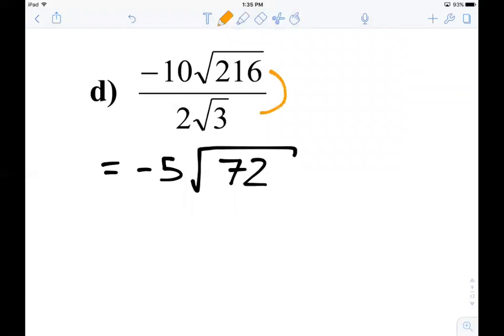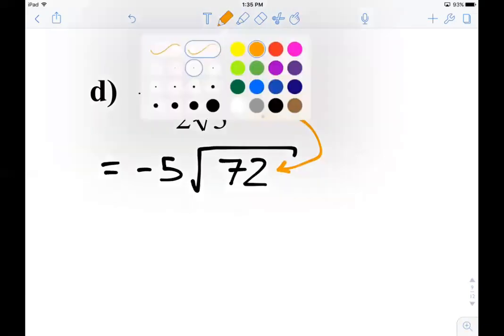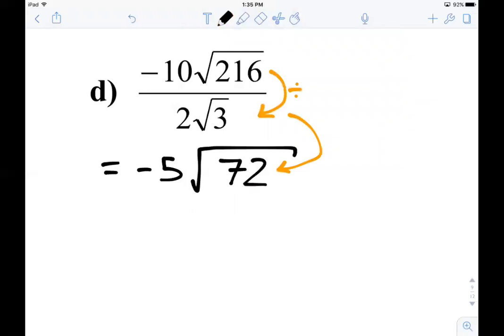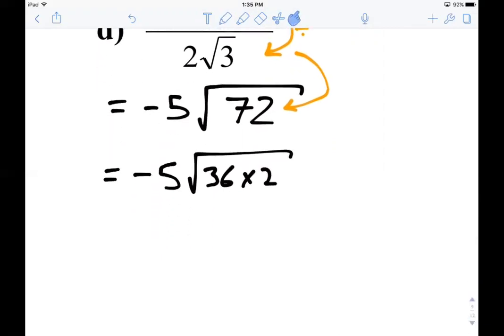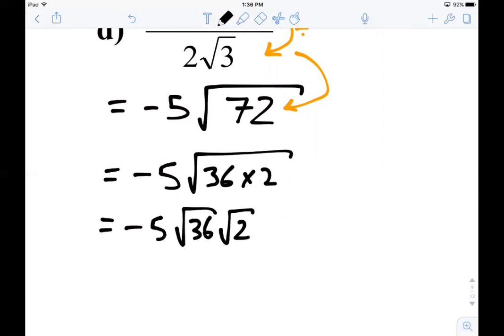I divided those, and then the answer is what I put into there. But now 72 can be broken up even further. So I can call it -5 times, well, let's say 36 times 2. And why did I choose 36 and 2? Well, because 36 is a nice perfect square number. So it's really -5 times an extra 6 times root 2.